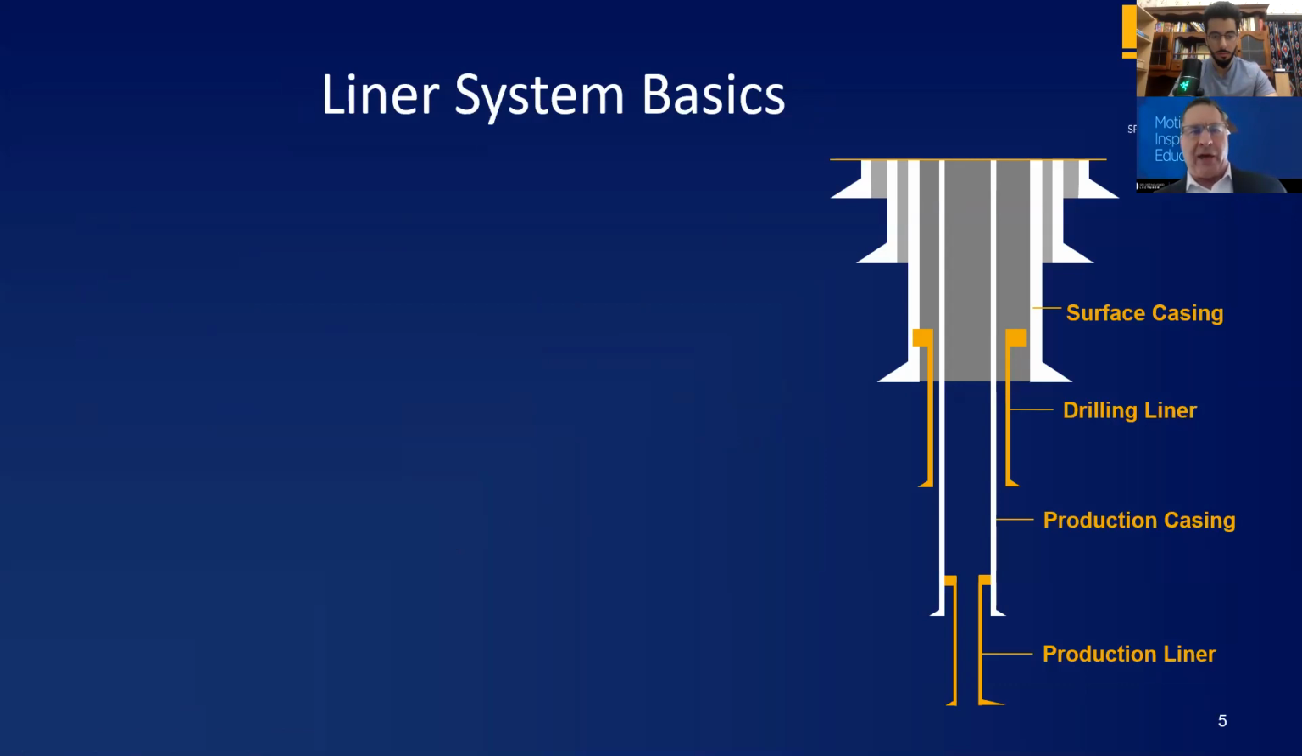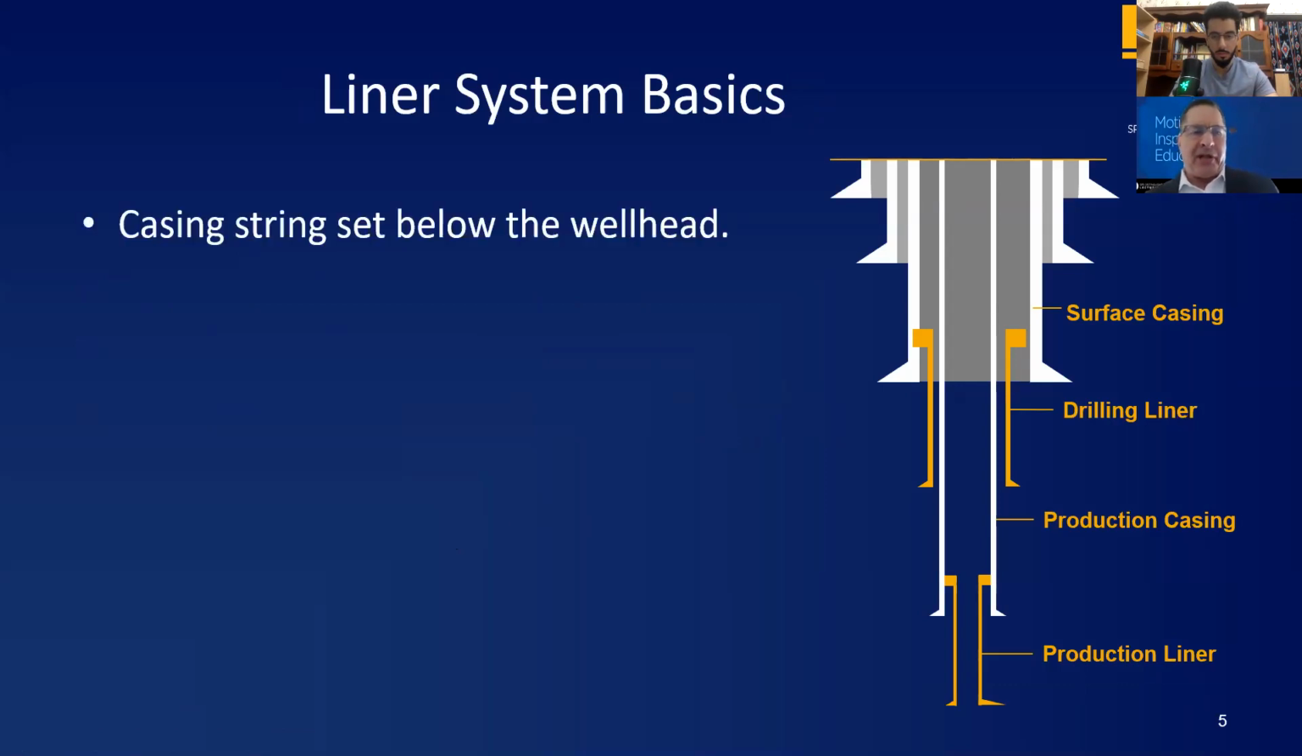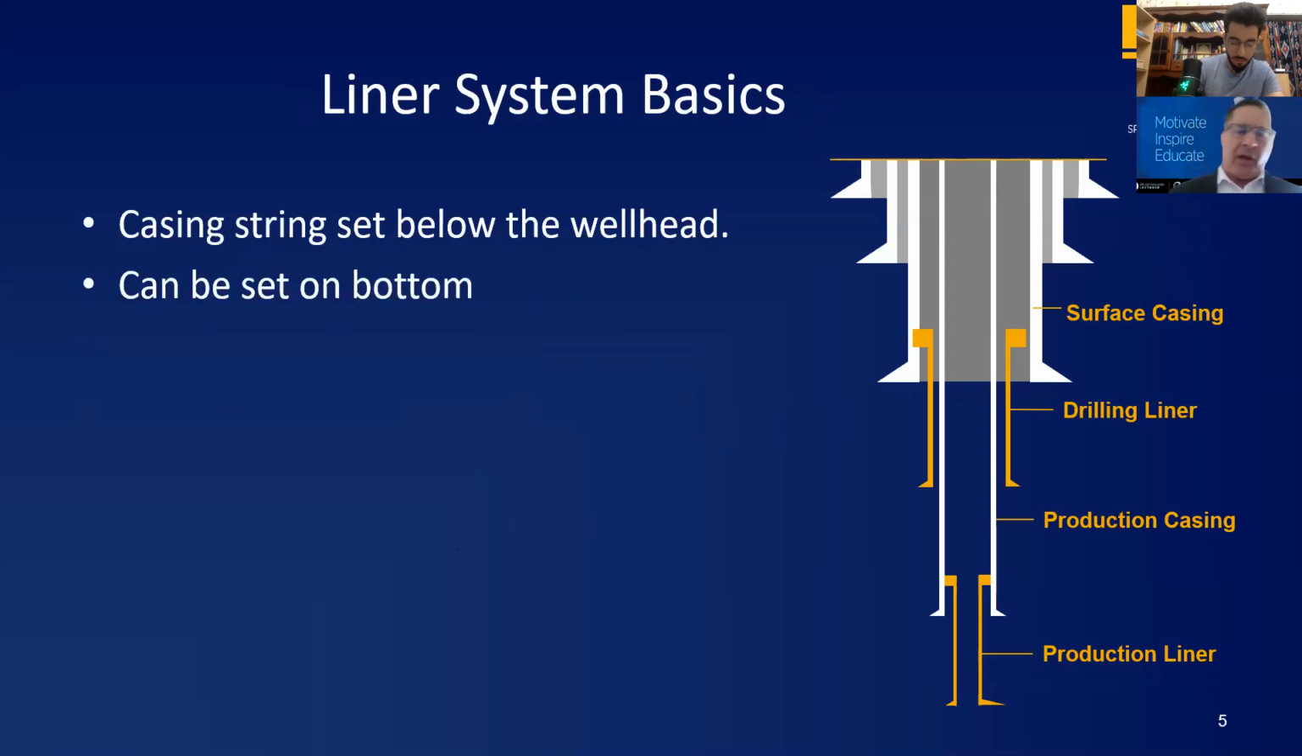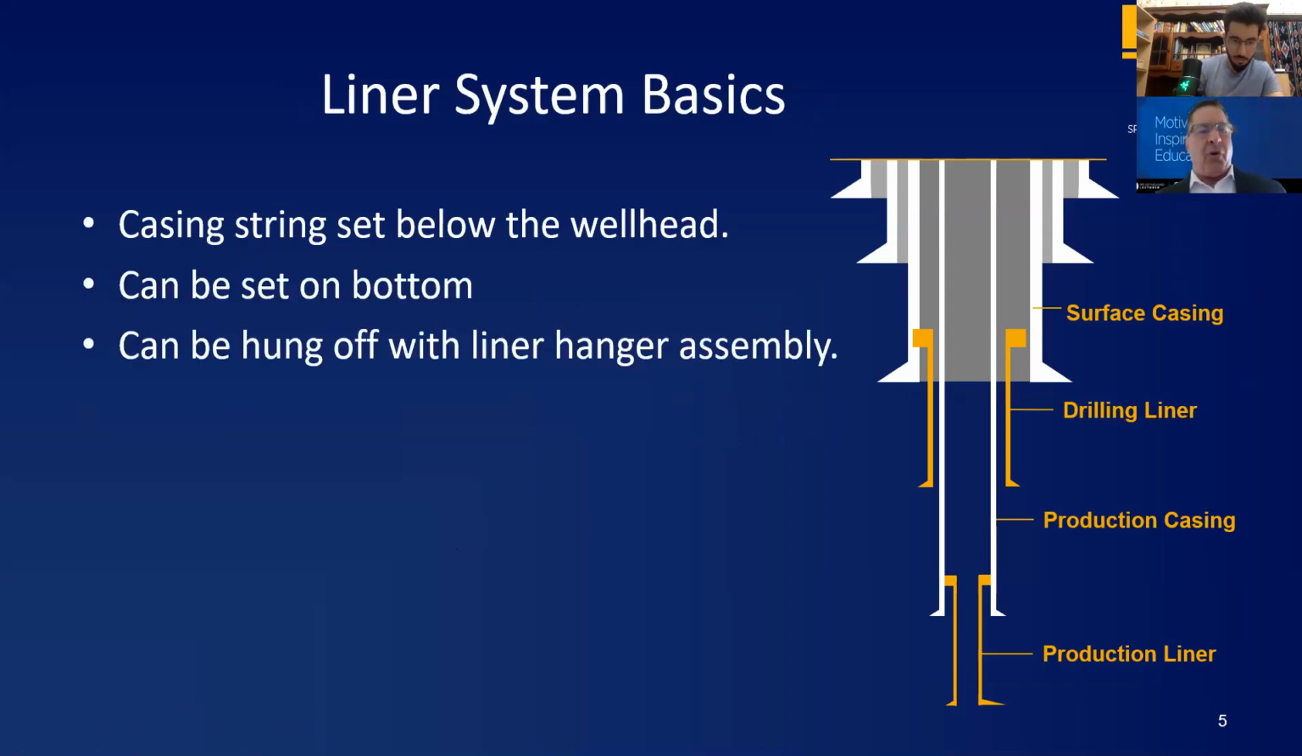Talk about some liner system basics for those of you who are not familiar with liners. Basically, a liner is a casing string that is set below the wellhead and not connected to the surface. It can be connected subsequently later with a tieback string. Liner can be set on bottom, or it could be hung off with a liner hanger assembly.